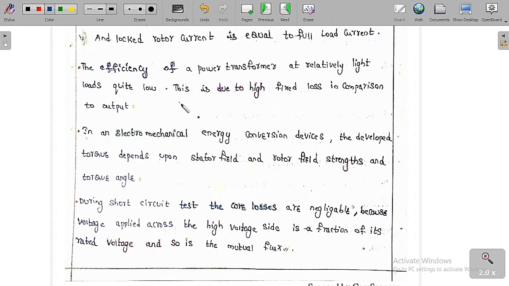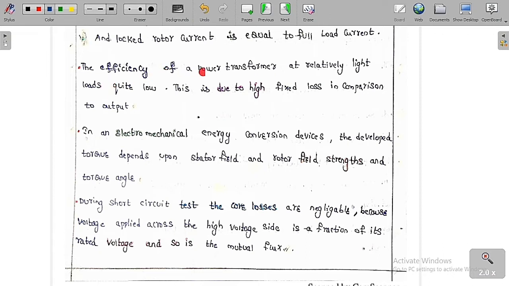So the efficiency of a power transformer at relatively light load conditions is very low, due to the high fixed losses in comparison to the output power. So this is a very important point. Therefore, the efficiency of a power transformer at light load is very, very less because it has a huge amount of fixed losses when compared to the output power.